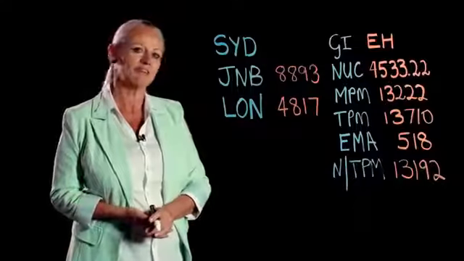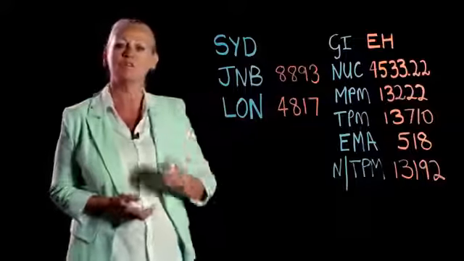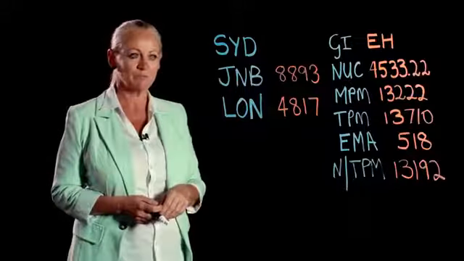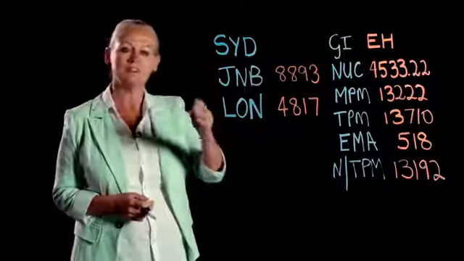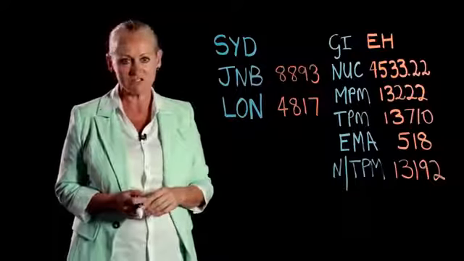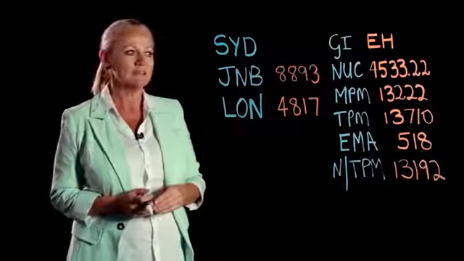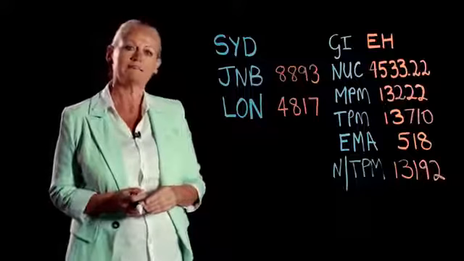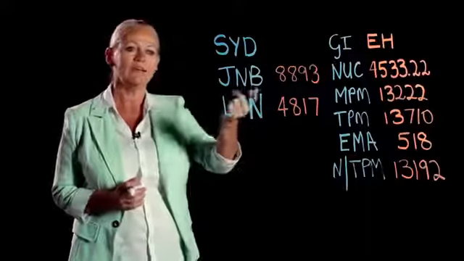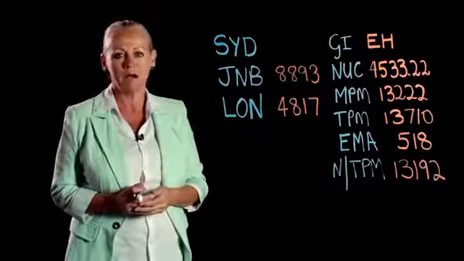I've got a new itinerary now. It's still a journey from Sydney to London, but we're now going via Johannesburg. So Sydney to London via Johannesburg still falls under the global indicator of EH. Our NUC remains the same. Our MPM remains the same. All that's changed now, because we have a new journey, is our actual ticketed point miles.